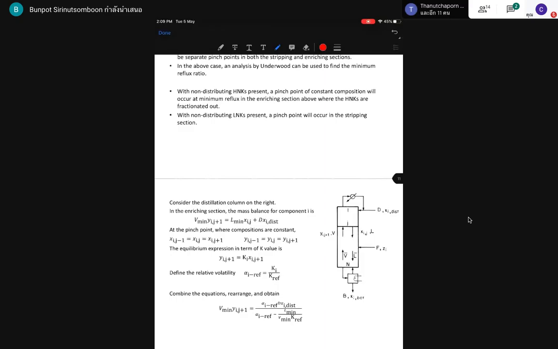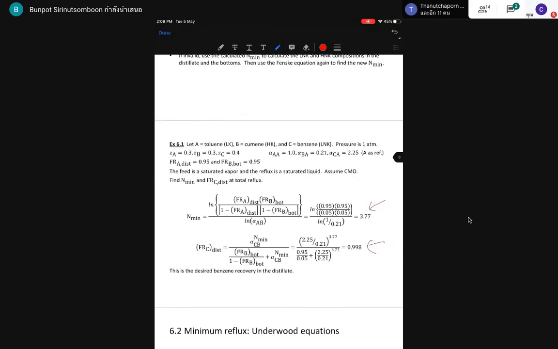In 6.1, we use the Fenske equation, and we don't assume complete separation. We get 99.8% recovery of light non-key C in the distillate. So in this problem, we don't just assume that the light non-key is 100% recovered. We actually find the true recovery percentage, and we got 99.8% for the light non-key.